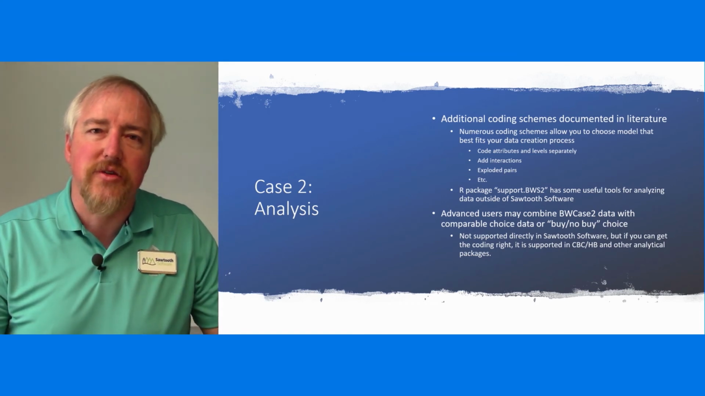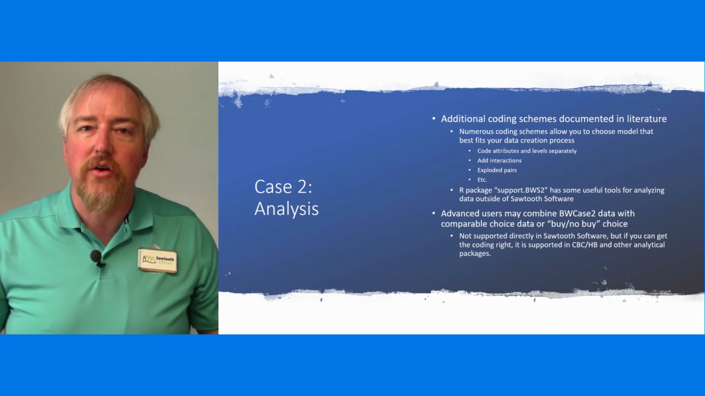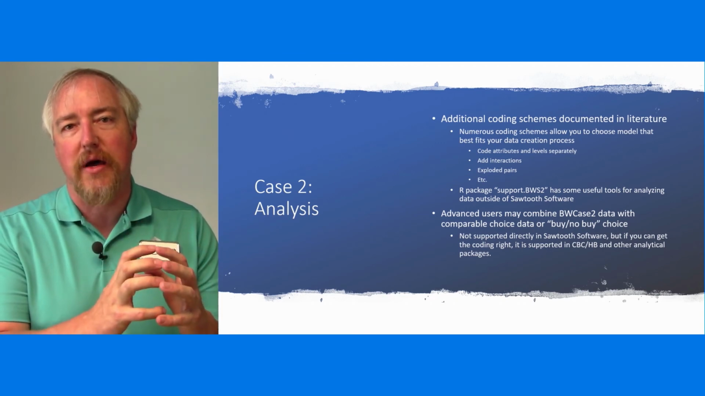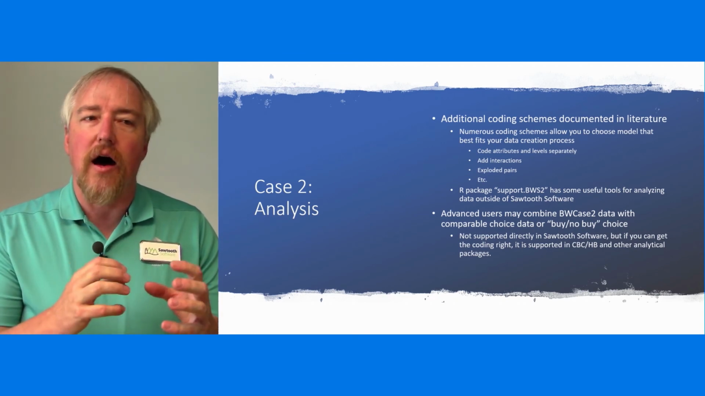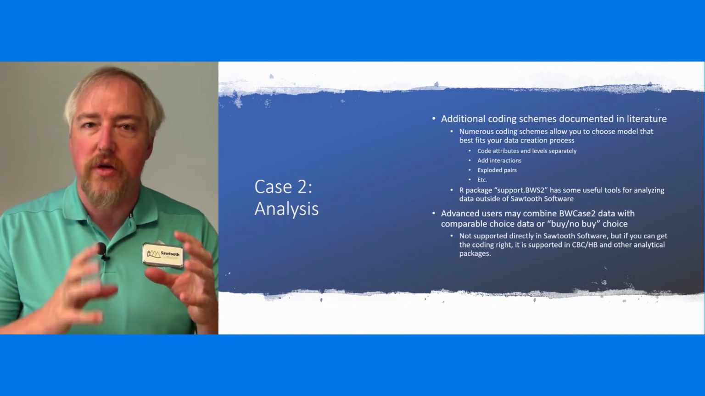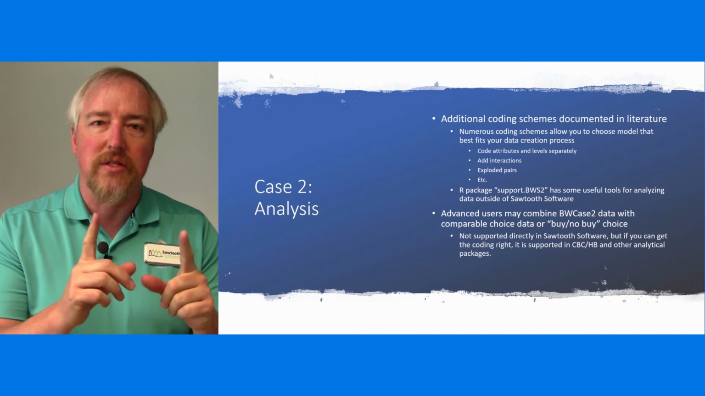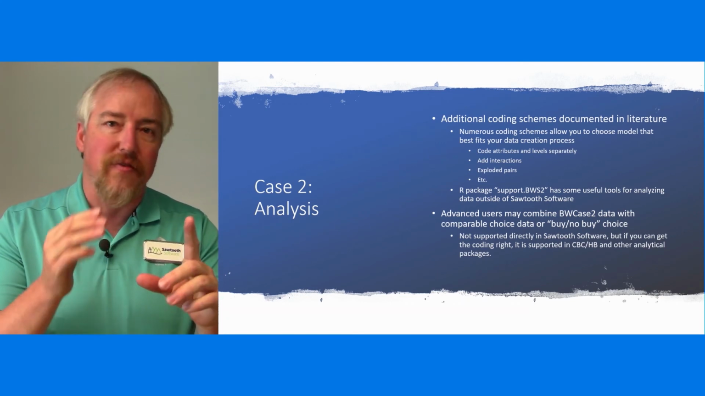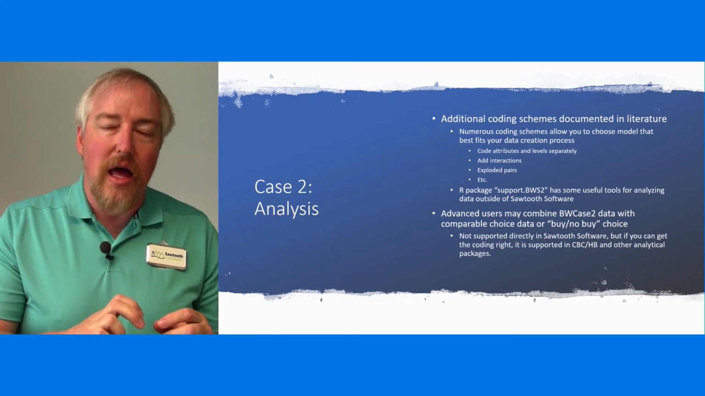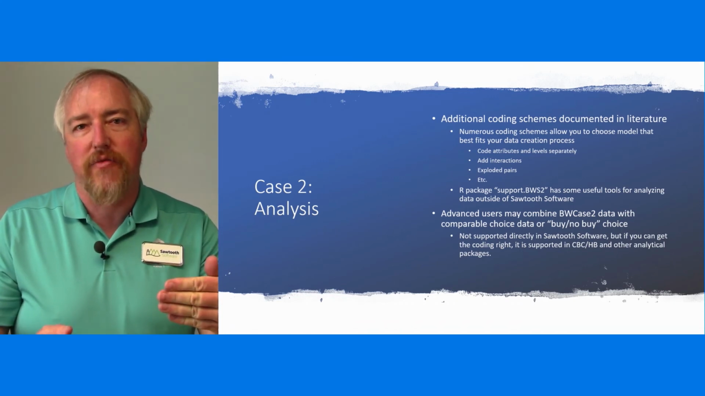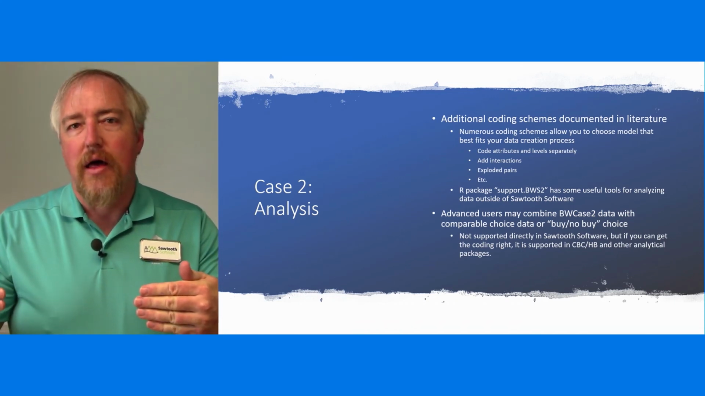Also, we've done some research at Sawtooth Software about ways that you can combine what you get out of a best worst case two type exercise with other types of choice data. So you could take a best worst case two where you say, what's the best feature of this vendor? What's the worst feature of this vendor? And then you could have a follow-up question where you ask, and would you actually buy from this vendor? Now we've got a choice task between buying from them and not buying from them.